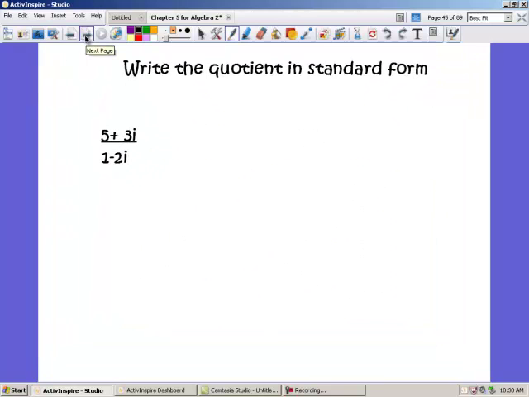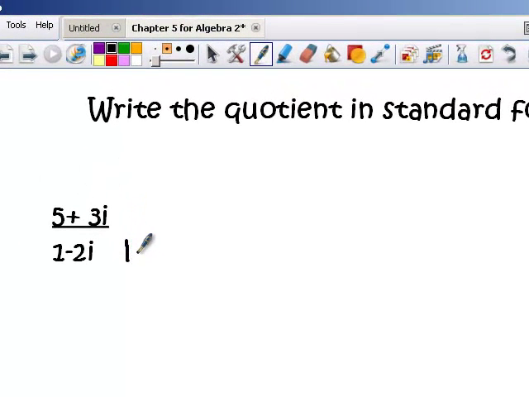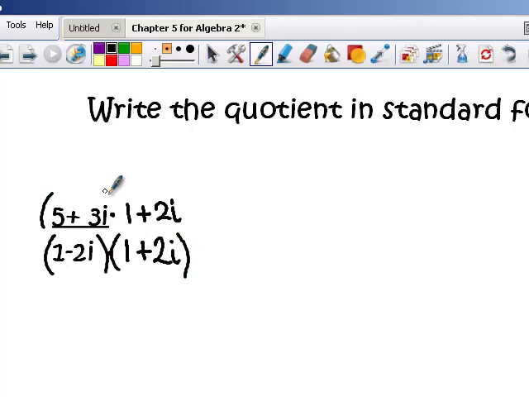Okay, now we're going to do the same thing, but we have a quotient, which is a division problem. And whenever you have an expression underneath the quotient symbol, you need to rationalize it. And how do we rationalize something that is an expression? We're going to take the opposite. So we're going to take 1 plus 2i, and we have to multiply it on the bottom, and we also have to do it to the top. Okay, so we have two expressions being multiplied down here and two being multiplied up here.